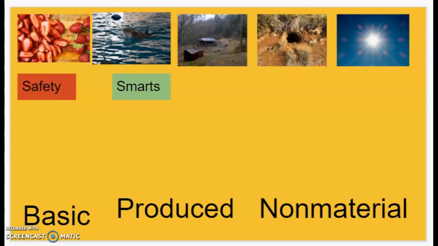A basic need is one you can just find lying around, right? It just exists by itself. You could pick it up from the floor, from the ground outside. It's just lying around. So look at my pictures right here and start thinking about which of these needs you think is a basic need.